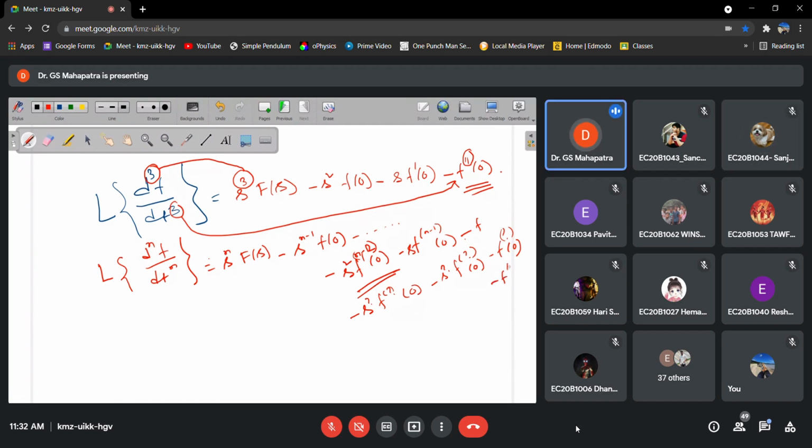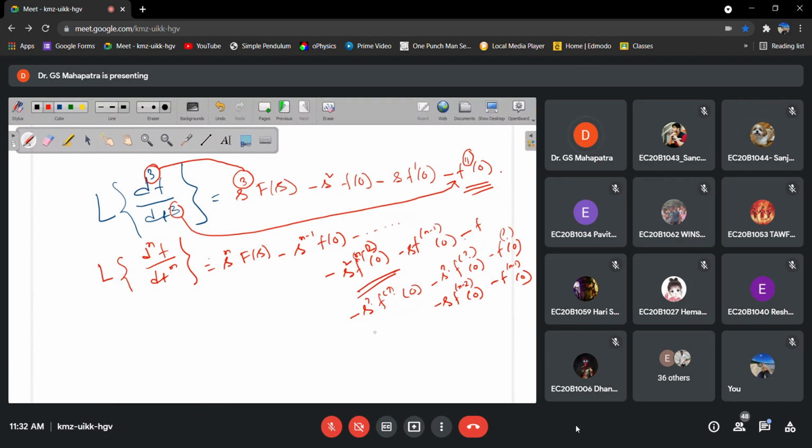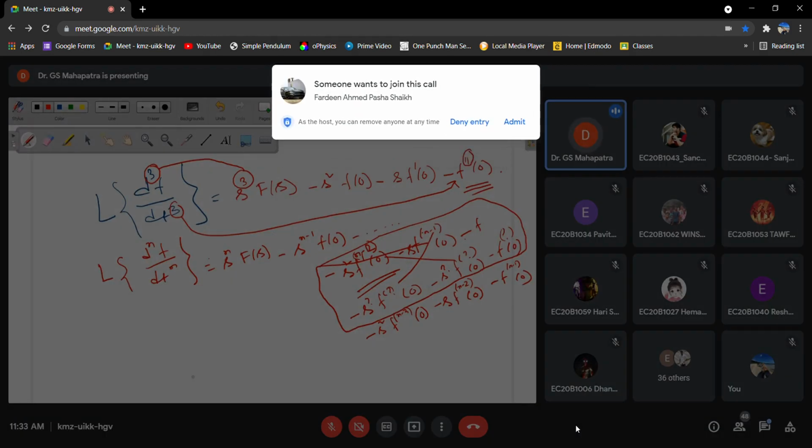Now somebody else should prompt it. Now next one. This one. N minus 2, sir. Minus s f of n minus 2 of 0. Correct. This one, n minus 3. Everybody agree with this one? Then we will stop here. So this is the nth order derivative of the function f of t.